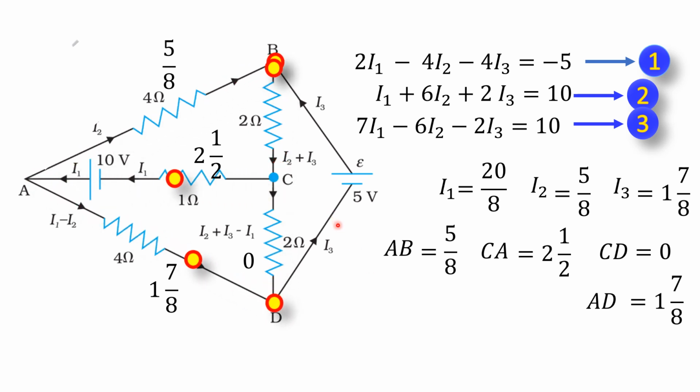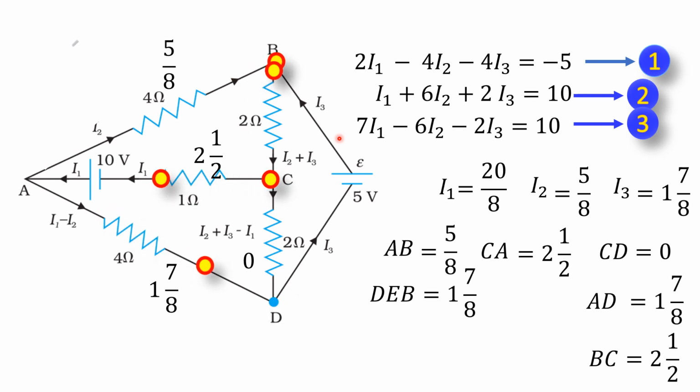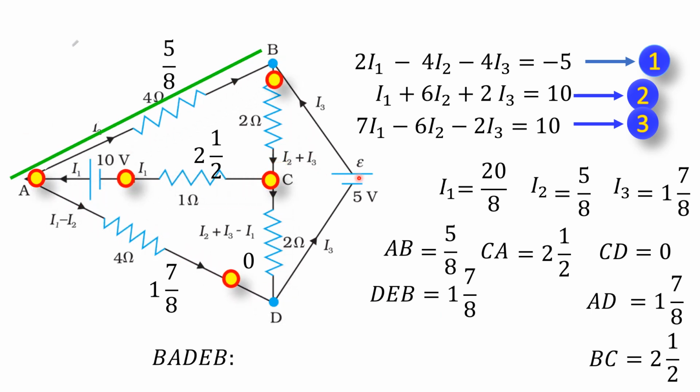Next branch is the DEB branch. Here I3 current is passing. The I3 value is 1 into 7 by 8. Now we have found the current in all branches. Next we check the Kirchhoff voltage rule.